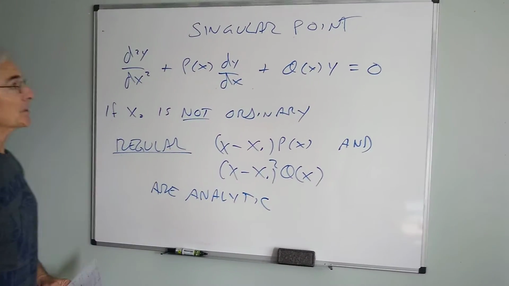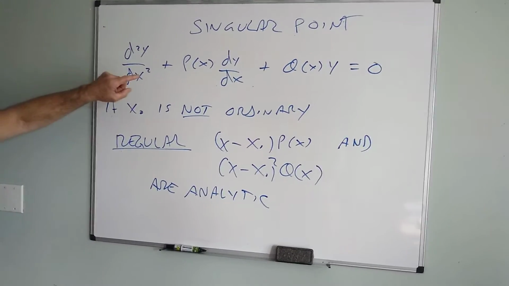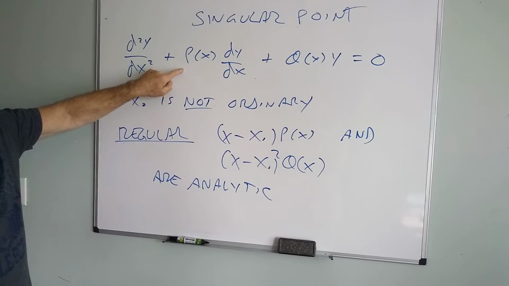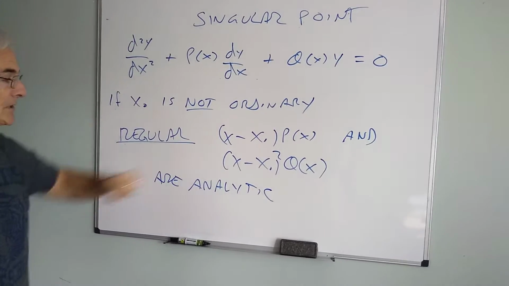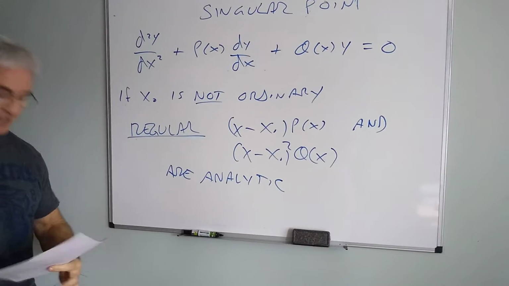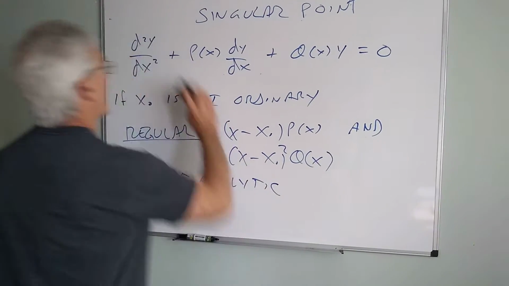Now that seems a little bit confusing, but basically it means that if the exponents aren't too high in the denominator, these terms would cancel and I would get what's called a regular singular point. Now if it's not a regular singular point, then it's called an irregular singular point. So let's do a couple of examples.